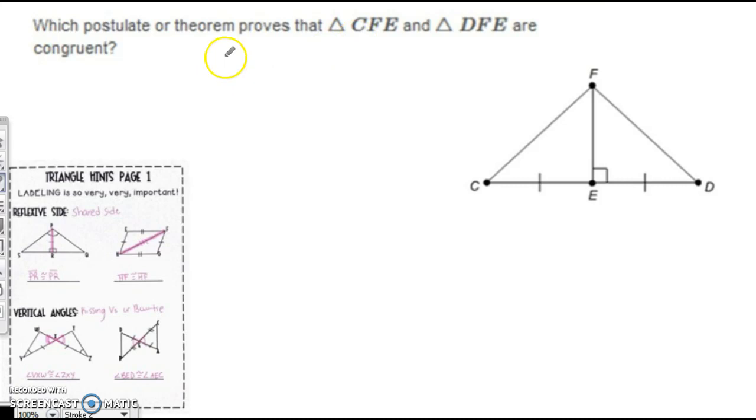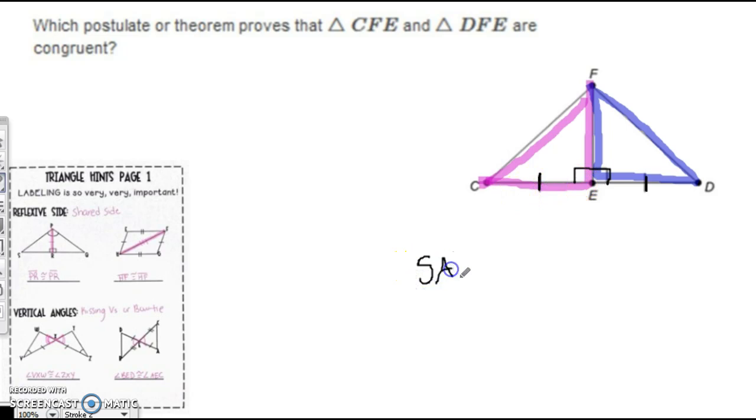Alright, so which postulate or theorem proves that these two triangles are congruent? Again, I'm going to color code them. I have the purple triangle and the blue triangle. A couple things. If this is 90 degrees, we know that this is also 90 degrees because those form a linear pair, so they have to add up to 180. And then we're given that this side is congruent to that side. So in the purple triangle, I have a side and an angle, and in the blue triangle, I have a side and an angle.